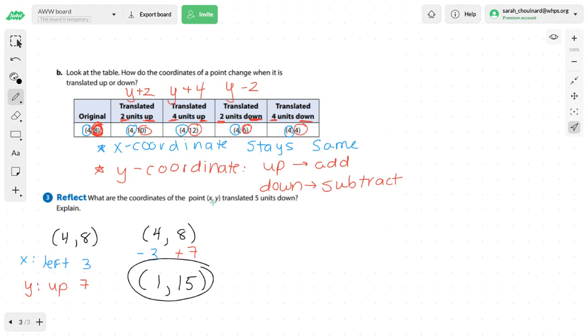So if I had (x, y), and I went 5 down, so down is y. So I'm going to subtract 5 from the y-coordinate. So instead of being (x, y), x won't change because when you go down, you don't change the x-coordinate, but y is going to be y minus 5.